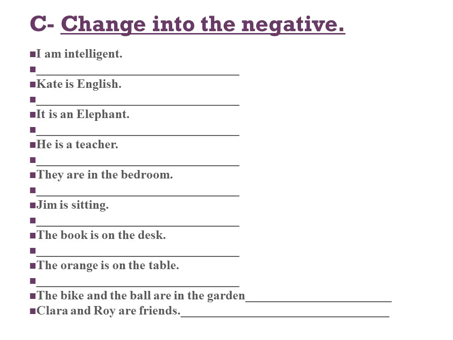In the last exercise, you are going to change from affirmative into negative. So you have the affirmative, you give me the negative. The first sentence, I am intelligent. Negative, I am not intelligent, etc. Kate is English. It is an elephant. He is a teacher. They are in the bedroom. Jim is sitting. The book is on the desk. The orange is on the table. The bike and the ball are in the garden. Clara and Roy are friends.